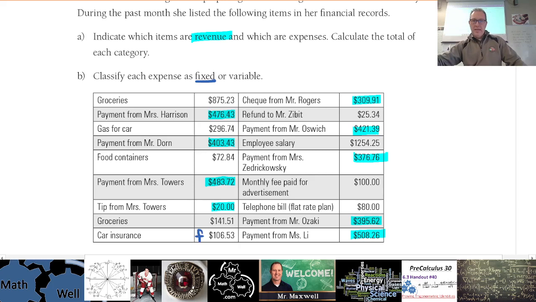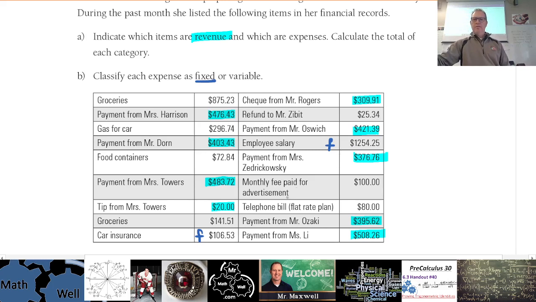Good. Refund to Mr. Zibbit, is that going to be fixed? No. Every month, Mr. Zibbit gets a refund. No, okay, so no. Employee salaries. Fixed. Okay, so I guess you could call that fixed. If it's wages, that's per hour, usually wages. Salary is per month. So I suppose I would probably lend this one to be fixed. Yeah, that'd be a good one to say fixed.